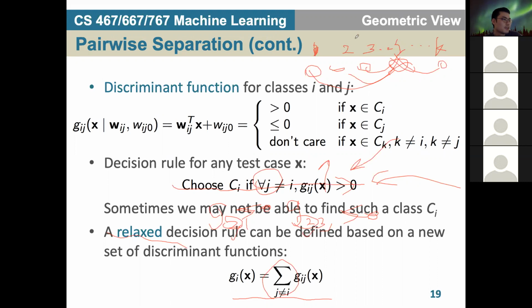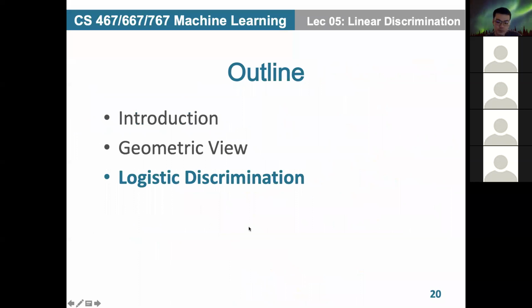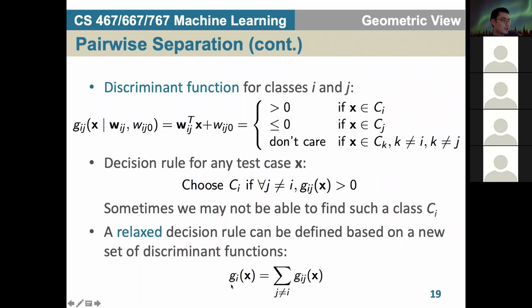You also do this for the other classes. Let's say for 2, I consider 2 versus 1, 2 versus 3, 2 versus K, not including myself. For each class, like 2 and i, we have a score. Then we find the one that maximizes the score, because we want to find the class that maximizes G_i, G1, G2, G3. We want to find the maximum. So basically this is what we do if we don't have the strict case.